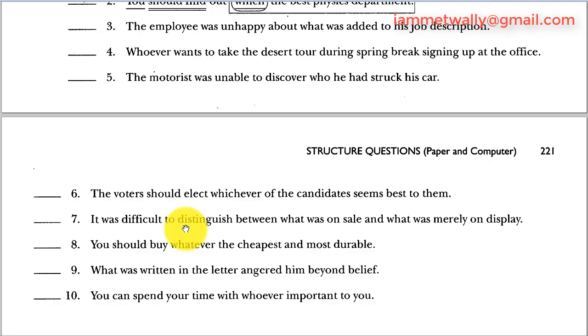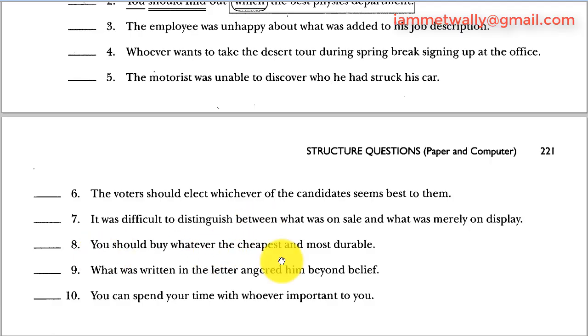Number 7. It was difficult to distinguish between what was on sale and what was merely on display. It is the subject, was is the verb, what is a connector working as the subject of the verb was. Another what also works as a connector working as the subject of the verb was, what was merely on display, and here I have coordinate connectors. This one here, what was on sale, is working as the object of the preposition between. So this sentence 7 is correct.